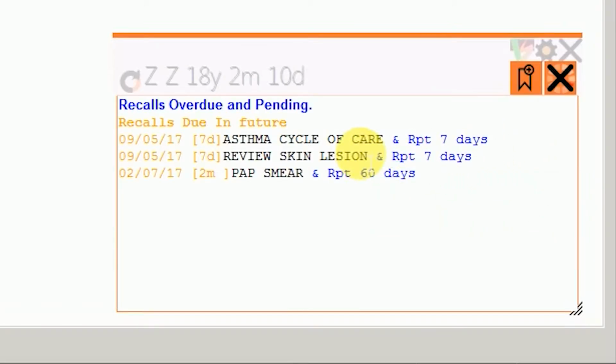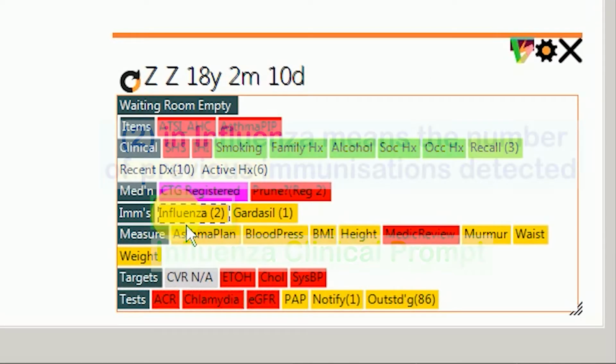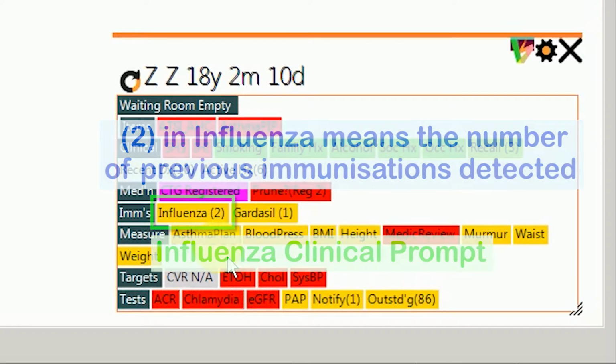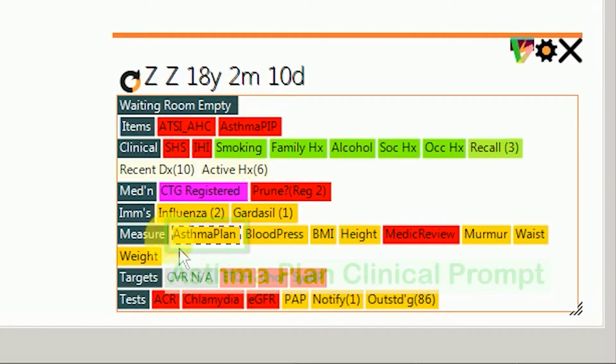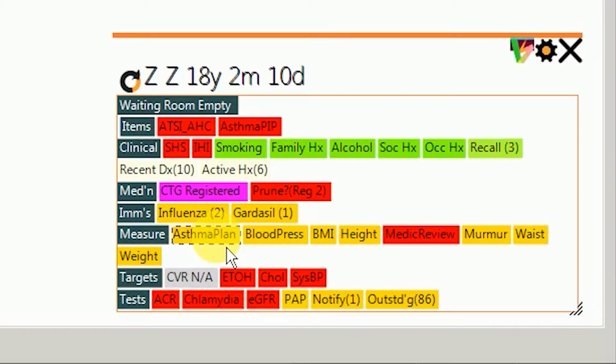And with the recalls that she has due, it seems that a review of her asthma and a skin lesion might be the most urgent, and perhaps I might need to get her back to do on a different day. She might not have already had the flu vaccine, which is relevant this time of year, particularly in terms of her asthma as well, and it might have been some time since we last did her asthma plan, so if I put it together I can get our nurse to go through it with the patient.